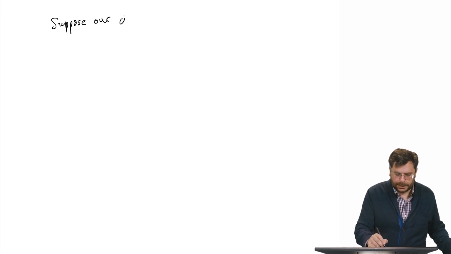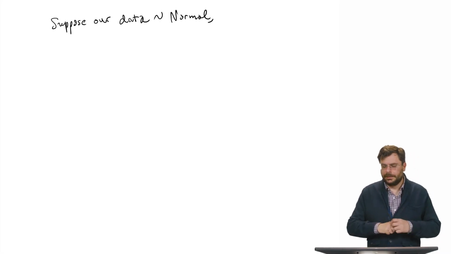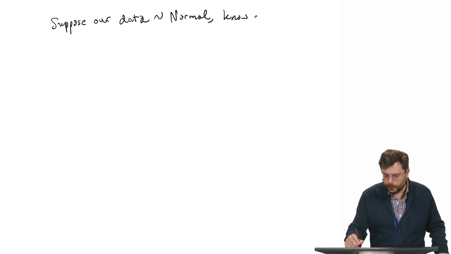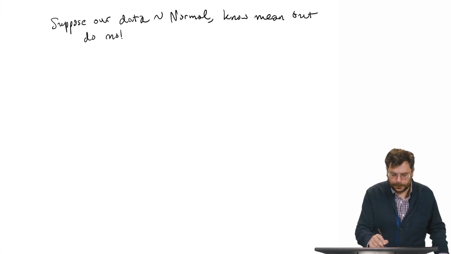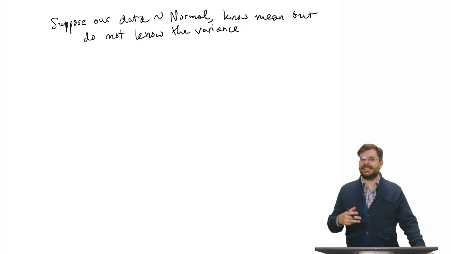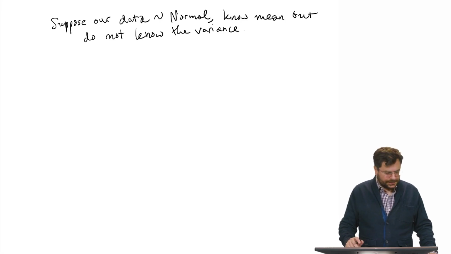So let's go ahead and talk about two examples of the usage of a conjugate prior. Let's suppose our data is normally distributed, and we know the mean, but do not know the variance. So our goal is to estimate the variance from the data that we collect, knowing what the mean is.